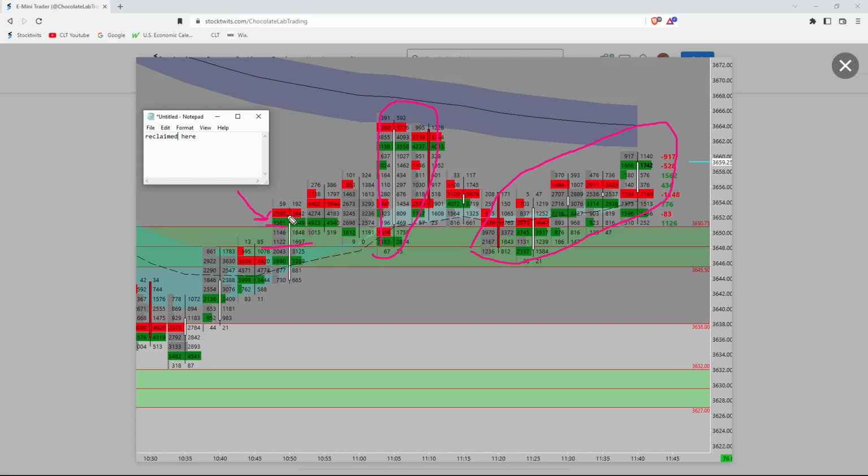What happens when we reclaim? We'll get a pullback, fill the volume gap, exhaustion. That's one solid entry. 10 points plus. I think it was like 12 or 13, whatever it was. And then another try here, where I forgot where this ended up topping out, but this actually took out this high. So again, these order flow levels, using the tape like this, you can take these trades.